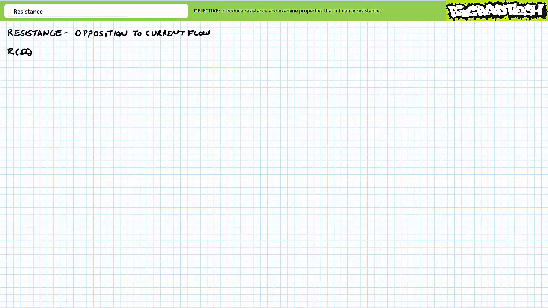Recall that resistance is measured using the unit ohm, symbolized by a funny-looking horseshoe thing called the ohm. Actually, it's the Greek letter omega, but everyone calls it ohm. More ohms, more resistance, more opposition yields less current. Conversely, less ohms, less resistance, less opposition yields more current.